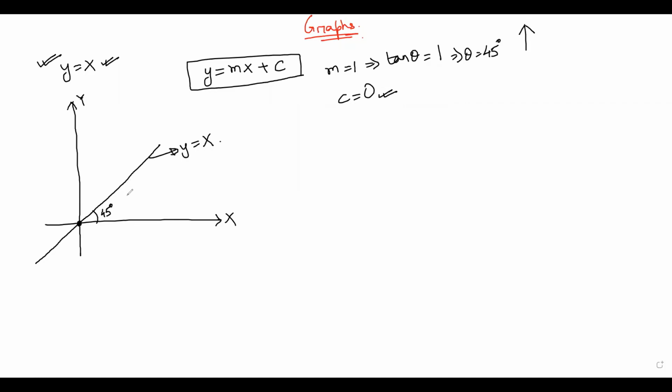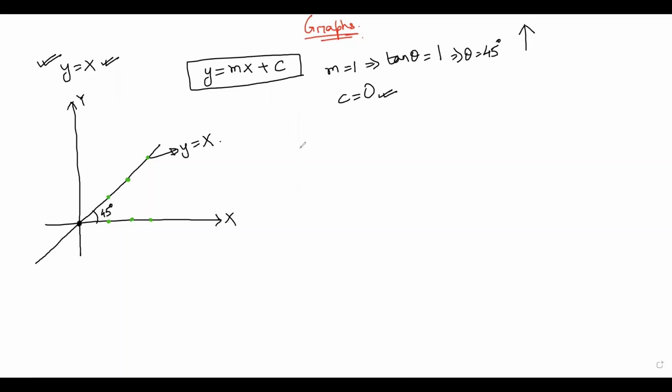We can also verify this by plotting some random points in y equal to x line. For example, at x equal to 1, let's say somewhere here, the value of y will also be 1. In a similar way, at x equal to 2, say somewhere here, the value of y will also be 2. And at x equal to 3, the value of y will also be 3 and so on. And if we join all these points, we'd be getting this line. So this line represents y equal to x.